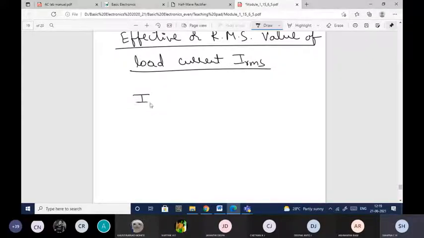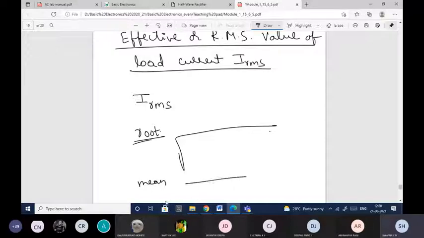RMS is nothing but root mean square. Root means I need to take the square root. Mean means I need to take the average. Square means I need to square the waveform. So how will I find this? Everything is in the name itself. I need to take the square first, and then the mean.